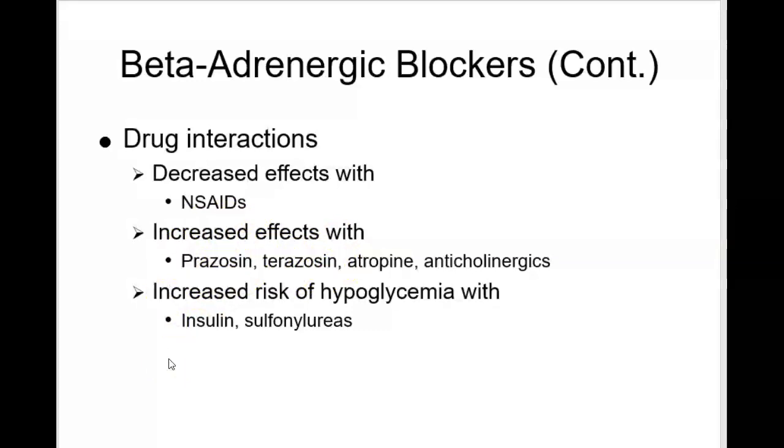So we'll see increased effects of atenolol or a beta blocker if taken with an alpha-1 blocker or with atropine. And atropine is an anticholinergic. There's an increased risk of hypoglycemia when the patient is taking insulin or sulfonylureas, which are oral diabetic medication.